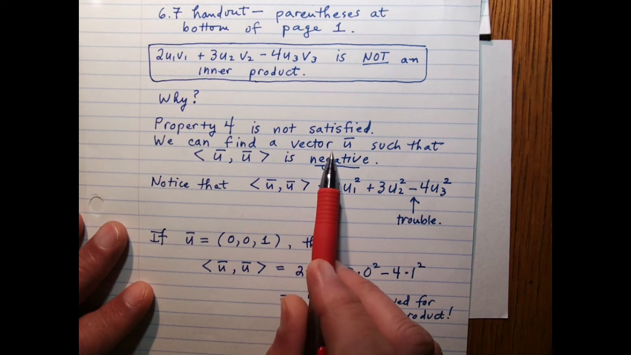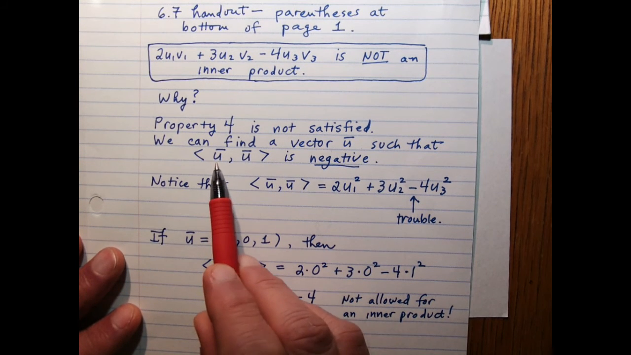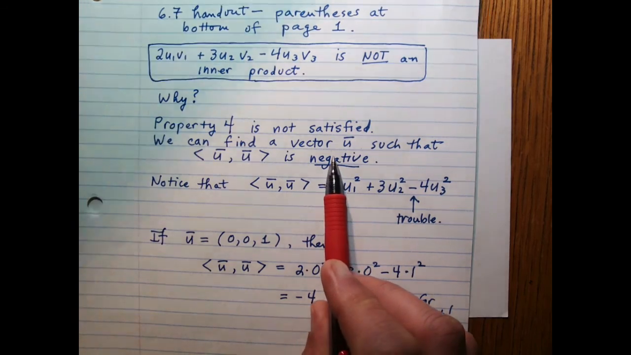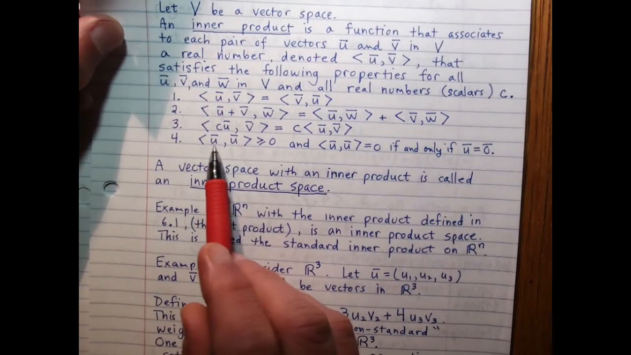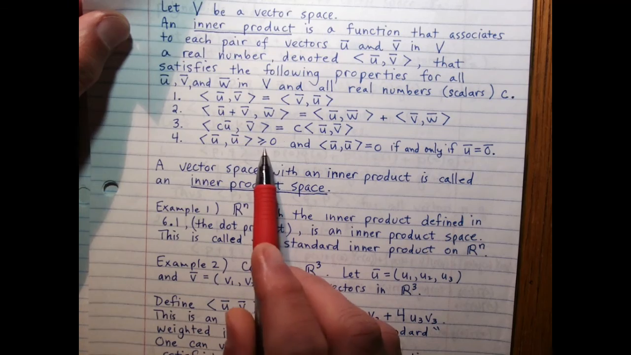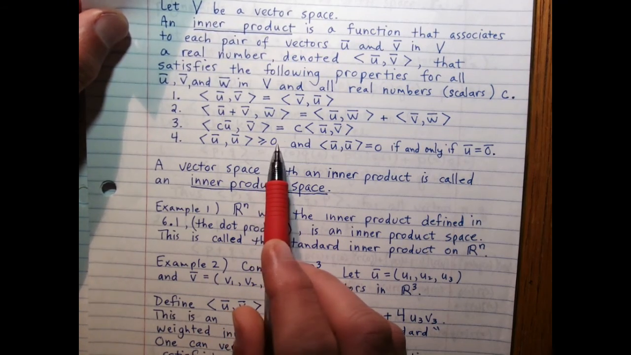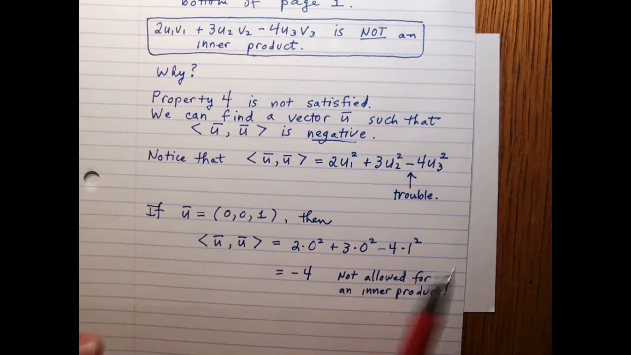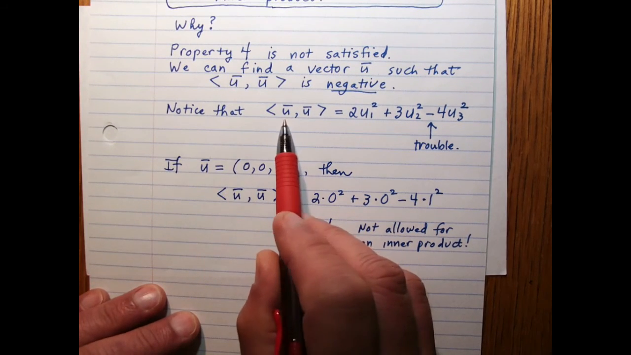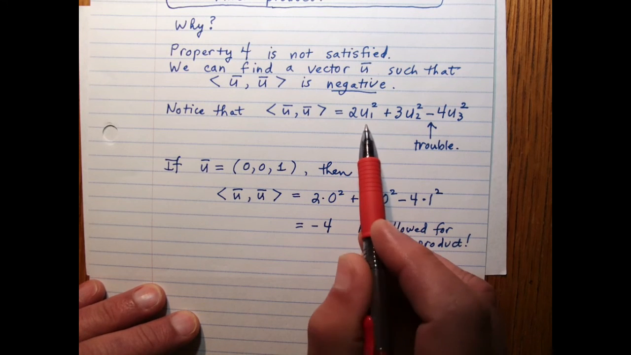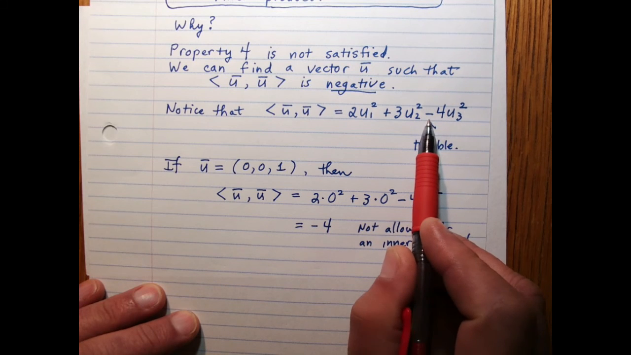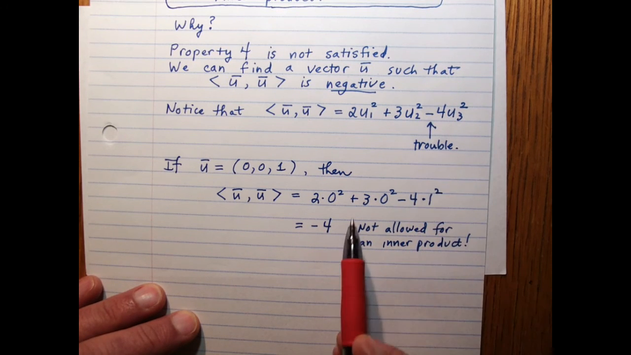We can actually find a vector u such that the inner product of u with itself is negative. And that goes against property 4 that says when you take the inner product of any vector with itself, you always get a number that's greater than or equal to 0. So it's not too hard to make up an example that'll work here. So just notice that when I take the inner product of a vector with itself, using that rule, it still looks like I have all these squares, right? But because of the minus sign, I can actually subtract and get a negative.